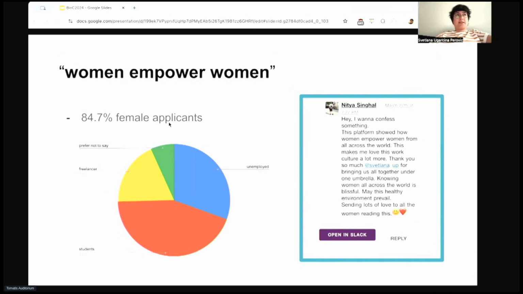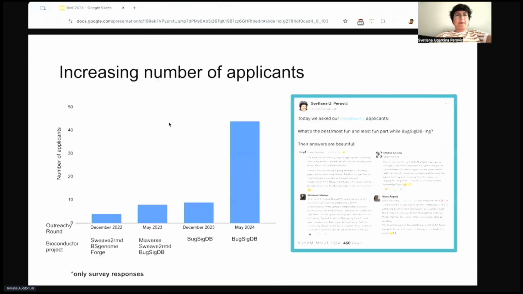The statistics and testimonials reinforce the importance and positive impact of our internship initiatives, especially in empowering women in scientific computing fields. Further, we observed the impressive growth of our internship program in terms of number of applicants. Also, we expanded the Bioconductor projects, and in the end focused on BacSeq-DB as a major project that we are offering right now.